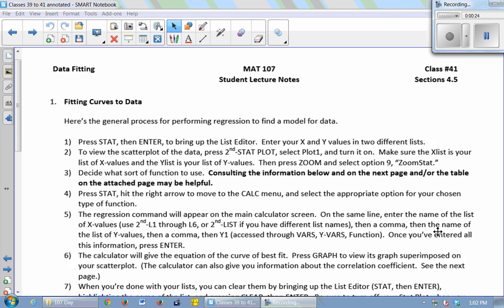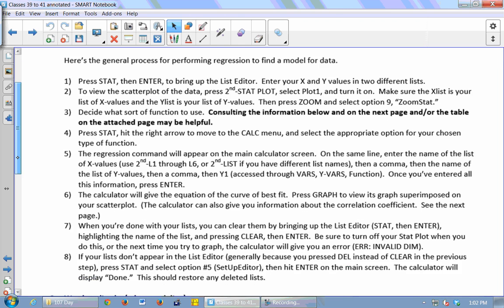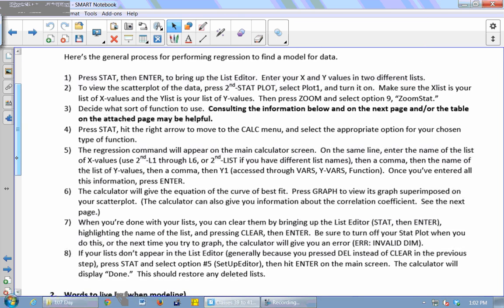So the general process for performing regression on your calculator is here. So this is just a reminder. We've done this many times. Once you're in the calc menu, there are several kinds of regression you can choose. So you can choose linear, quadratic, cubic, quartic. You can choose exponential, logarithmic, and logistic.